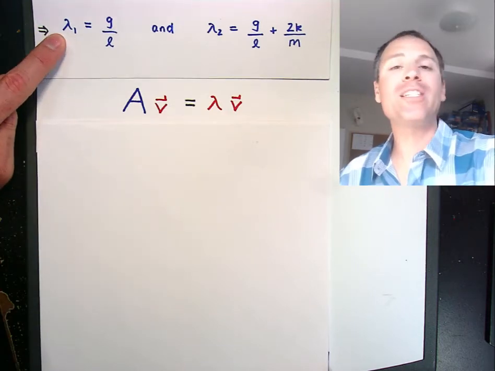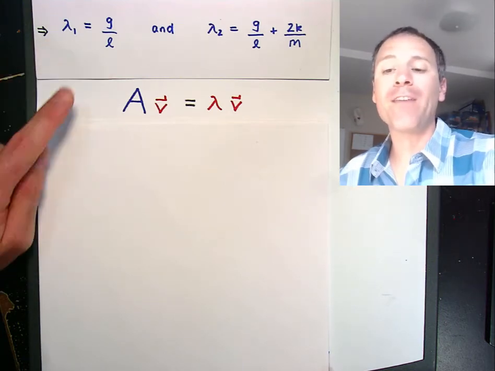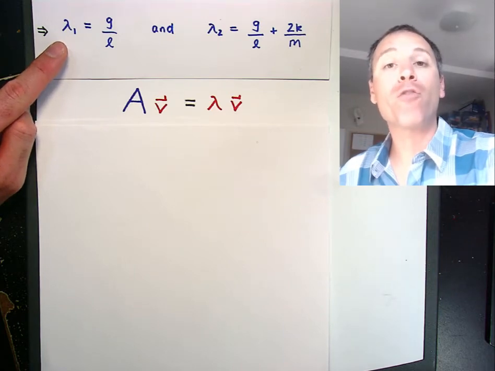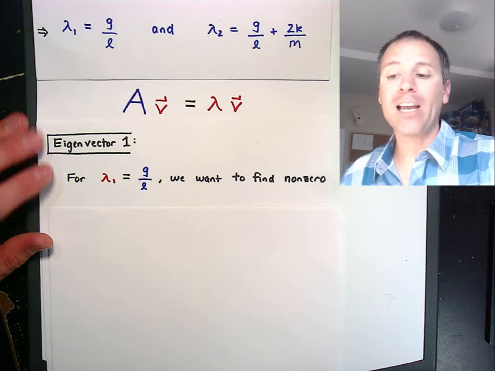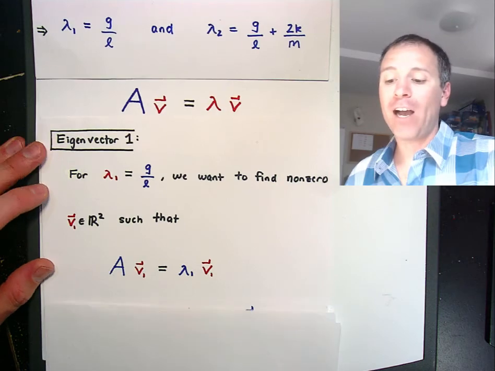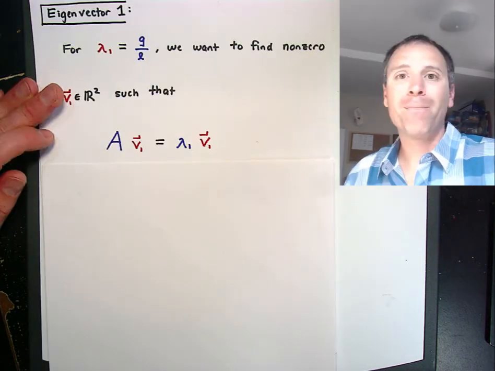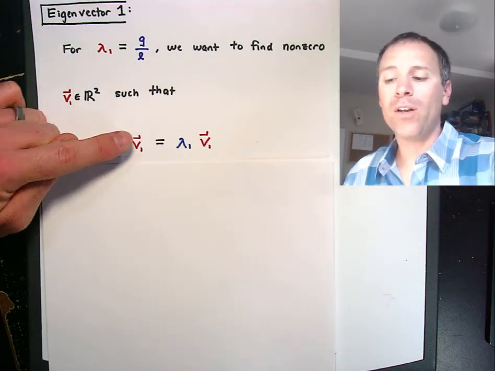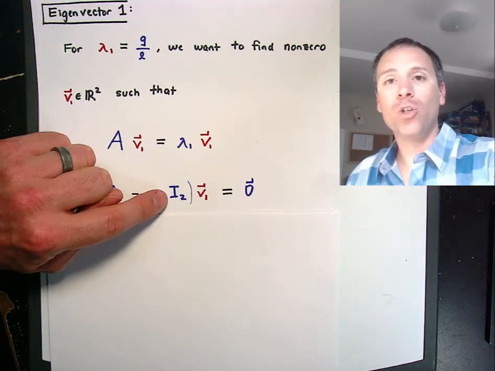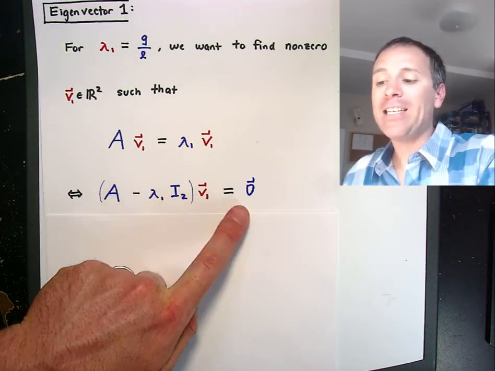In this case, we have two distinct eigenvalues, lambda 1 and lambda 2. We can use each of those separately to find the corresponding eigenvectors. Let's start with the first natural frequency, the first eigenvector. In this situation, in the first eigenvector, we say that the scalar lambda 1 is g over L. The question that we have is, can we find a non-zero vector v1 such that A times v1 is lambda 1 times v1? But as we saw before, the only way that A times v1 is equal to lambda 1 times v1 is if the matrix A minus lambda 1 times I2, that's a scalar times a 2 by 2 matrix, multiplied by the non-zero vector v is equal to 0.